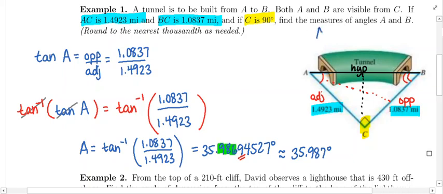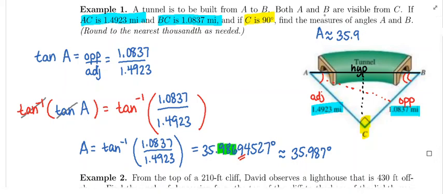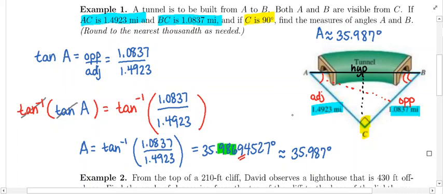I will go ahead and write it up here. This is an approximation because we had to round. So I'm going to say angle A is approximately 35.987 degrees. All right. We still need to get angle B.